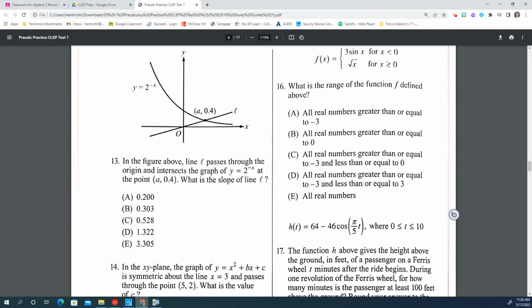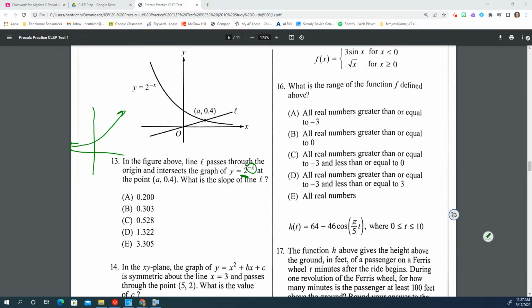In this figure, we have a line L that passes through the origin and intersects this exponential graph. If I was given the equation, I know this is an exponential curve because the variable's in the exponent spot. I know it's an exponential decay because my exponent's negative. Normally if my base is larger than 1, we have exponential growth.